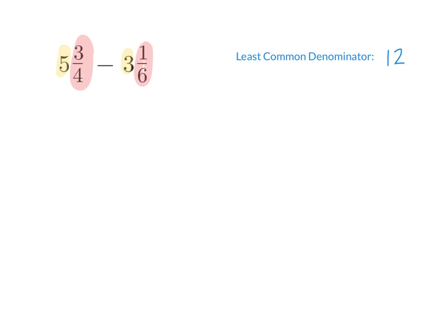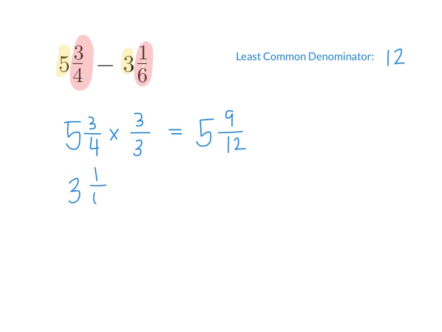Okay, so let's multiply to make equivalent fractions. 5 and 3/4 can be multiplied by some version of 1 to be 5 and some number of twelfths, right? What version should we multiply by? 3 over 3, good. Which tells us that 5 and 3/4 is equivalent to 5 and? Okay, good. Now let's do 3 and 1/6. We can multiply that by some version of 1 to get 3 and some number of twelfths. What version of 1 should we multiply by this time? 2 over 2. Okay, good. So 3 and 1/6 is equivalent to 3 and? 2/12. So how would I rewrite my problem in a way that has like units? 5 and 9/12 minus 3 and 2/12.